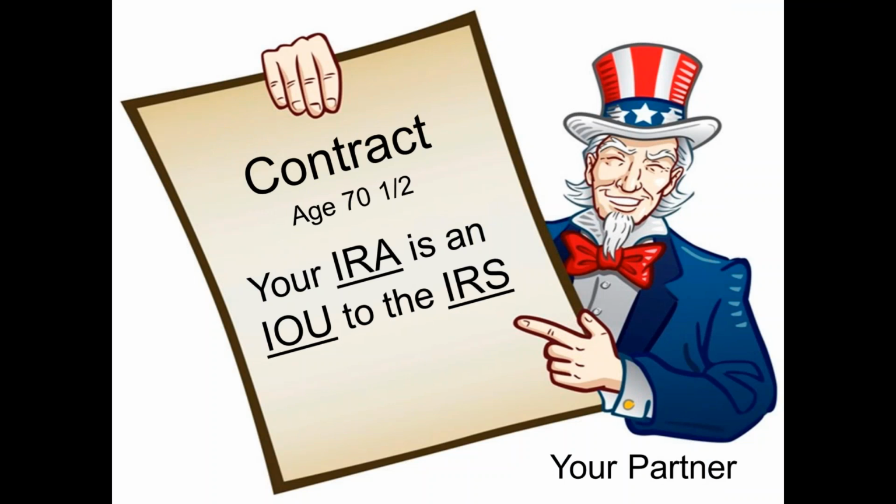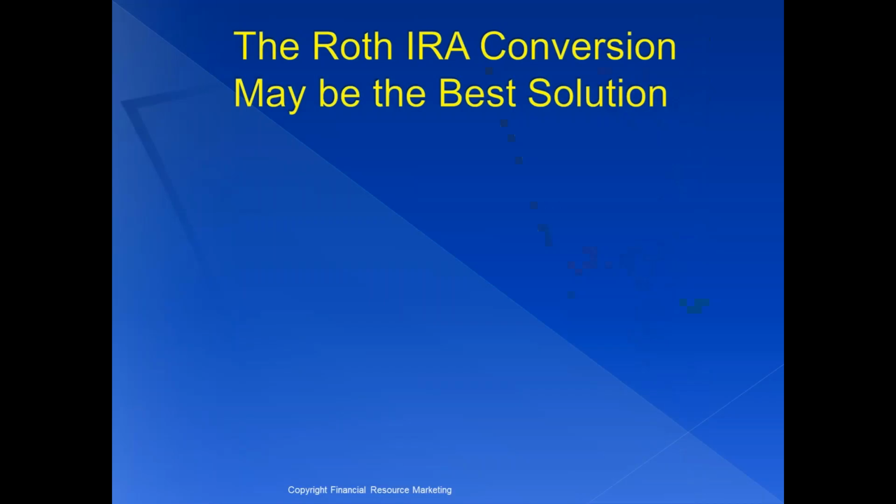And folks, that's when your partner that you completely forgot about years and years ago when you started contributing to these accounts comes back to you and says, hey, remember our contract? You're 70 and a half. A lot of your IRA is owed to the IRS. I'm your partner. And the unfortunate thing about this relationship is Uncle Sam controls the tax brackets. So that partner could become the senior partner at any time they choose to.